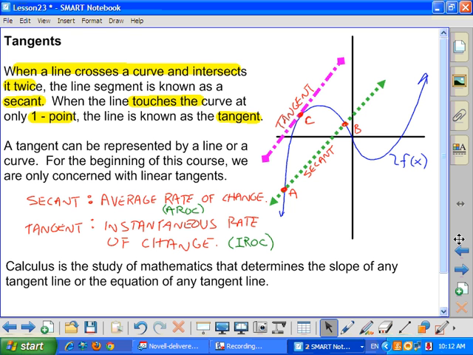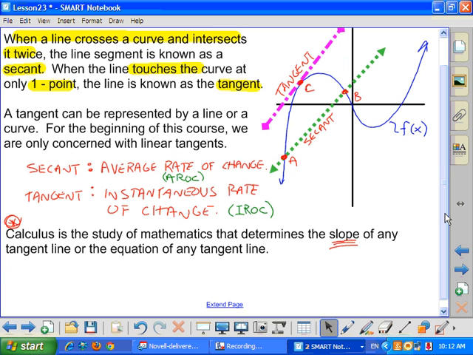So calculus, at the bottom here, and this is really the most important statement for us, is the study of mathematics that determines the slope of any tangent line or the equation of any tangent line. So that's all we're doing. This entire course, all we're going to be doing in calculus is finding slope. That's it. That is the calculus component.